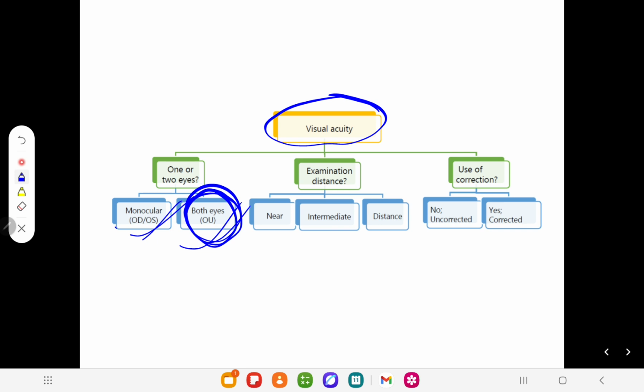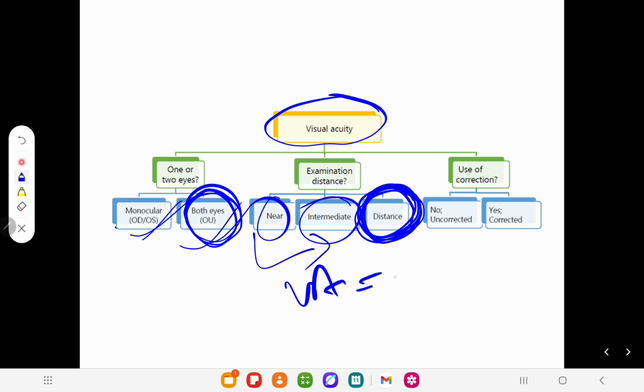It's always the examination distance which is crucial. You have to mention the examination distance, though we sometimes do not mention it for distance, because distance means 6 meters or 20 feet. But in the case of intermediate and near, you have to mention the distance. For example, visual acuity is N10 at 50 centimeters or whatever.